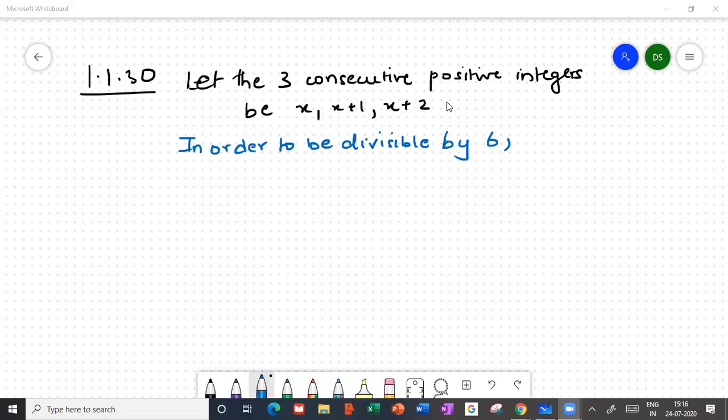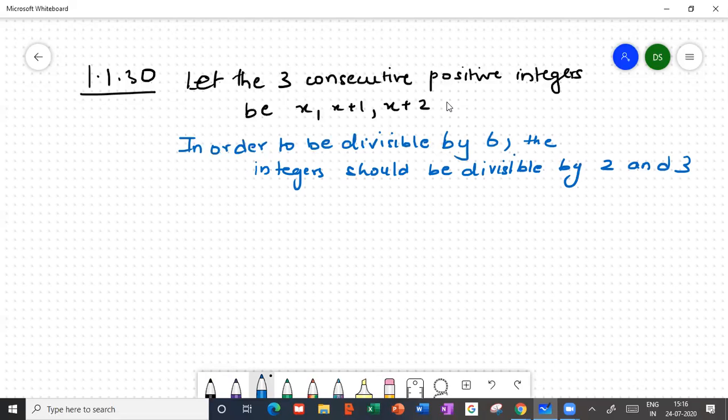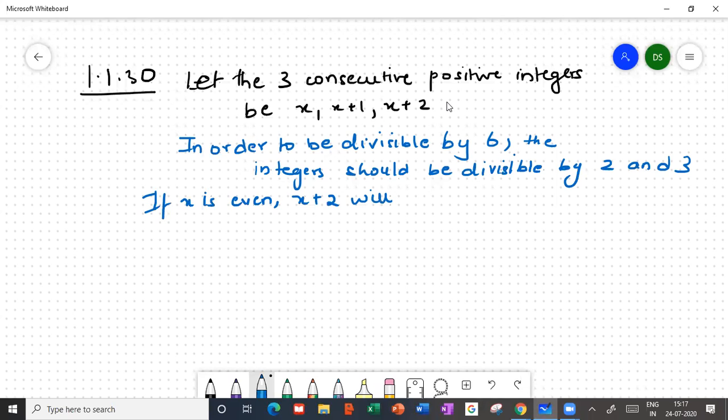In order to be divisible by 6, the integers should be divisible by 2 and 3, correct? So let's say one of them will be even, right? If x is even, then x plus 2 will also be even, correct? Both will be divisible by 2.